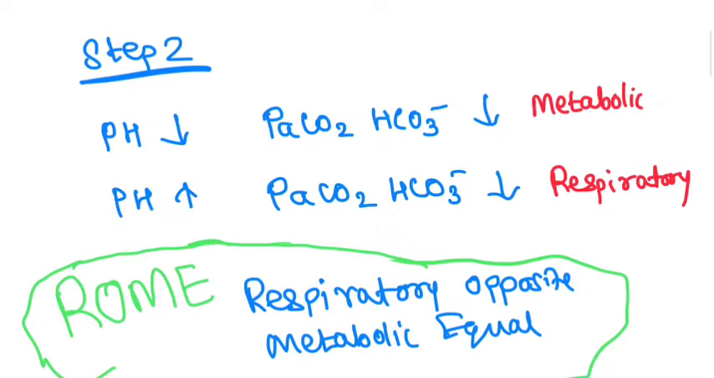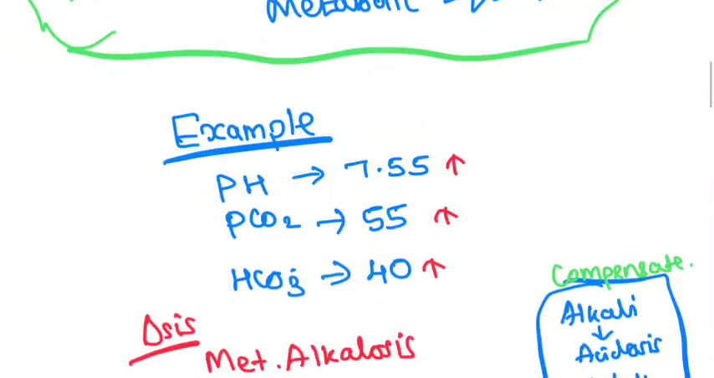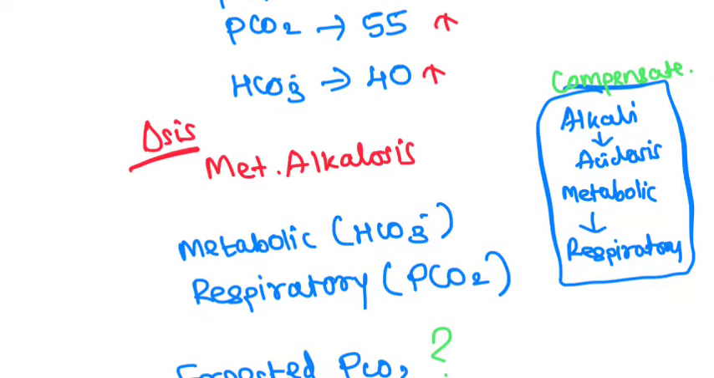Let's see a mnemonic: ROME. Respiratory opposite, metabolic equal. That's simple. Before moving further, let's see one example. pH value is more than normal, so it is alkalosis. PaCO2 and HCO3 values are increased. pH direction also increases. Both are in the same direction, so it is metabolic. Diagnosis is metabolic alkalosis. Normally, if metabolic alkalosis occurs, our body will try to compensate with respiratory acidosis.